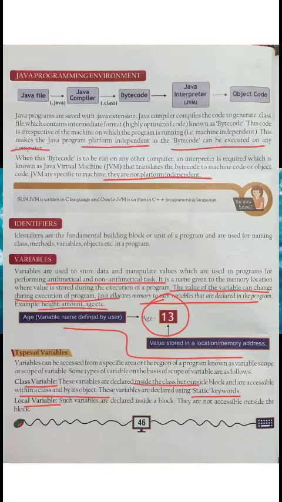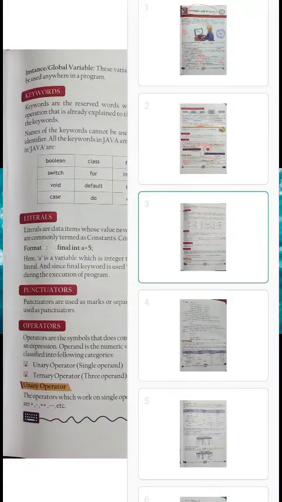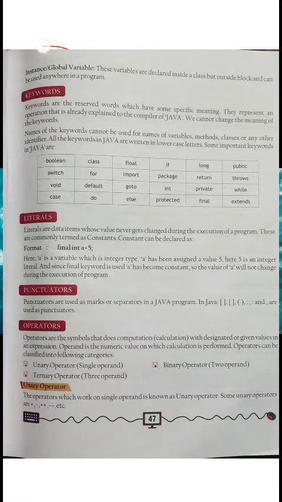Now next is the local variable. Such variables are declared inside a block. In the block of the program we can declare a local variable. They are not accessible outside the block. This local variable is also not accessible outside the block. There is one more type of variable given on the next page. Let us see that variable. Next is the instance or global variable. These variables are declared inside the class but outside a block and can be used anywhere in the program.